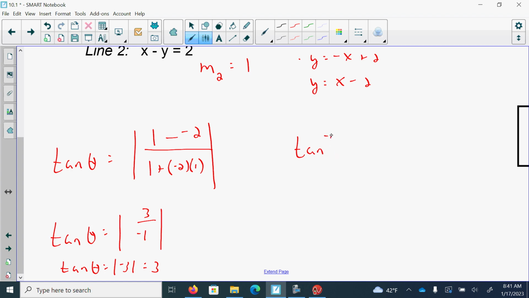I said inverse tangent, I think it's 3. And when I do that, I get 1.25 is equal to theta. That's my radians. Change it to degrees, and I get 71.57 degrees.